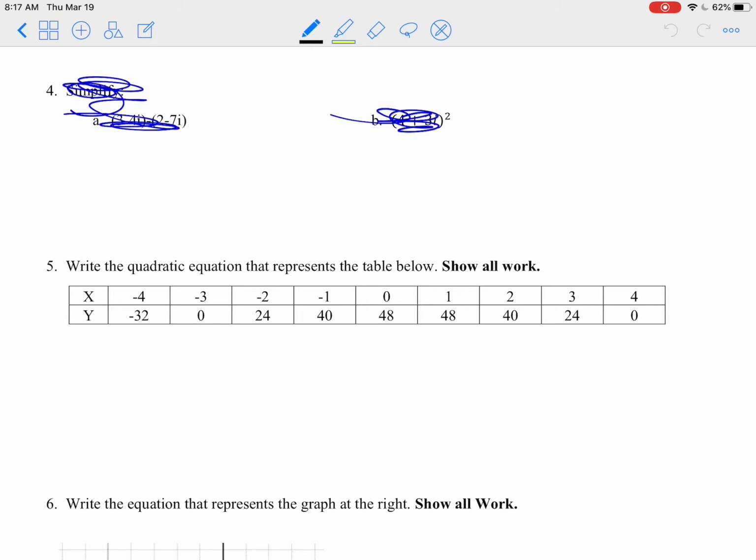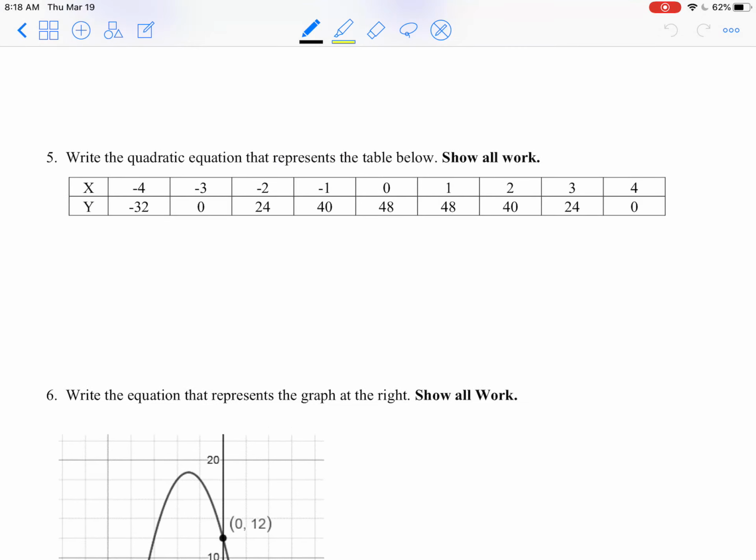Let's go to, you can skip number 4. We skip that and then now let's do the finding the equation. First step is find your x-intercepts. And it doesn't matter if it's a table or a graph. X-intercepts, the y is 0. So that's this one and this one. And all I need are the x values. So x equals negative 3 and x equals 4.